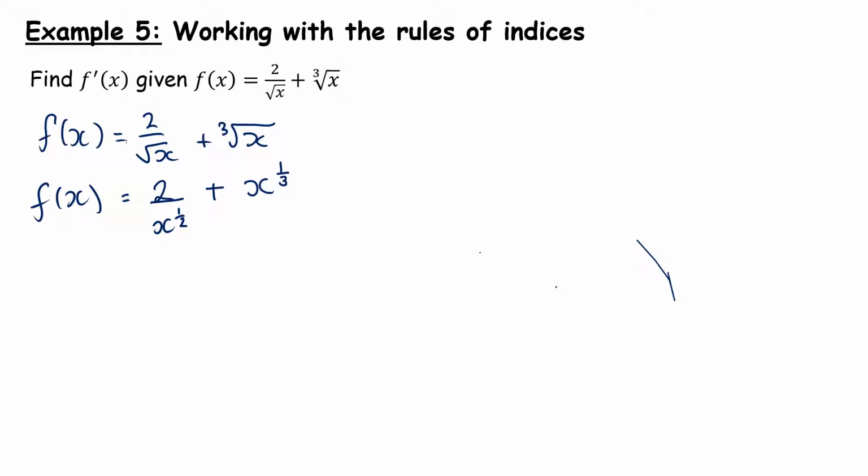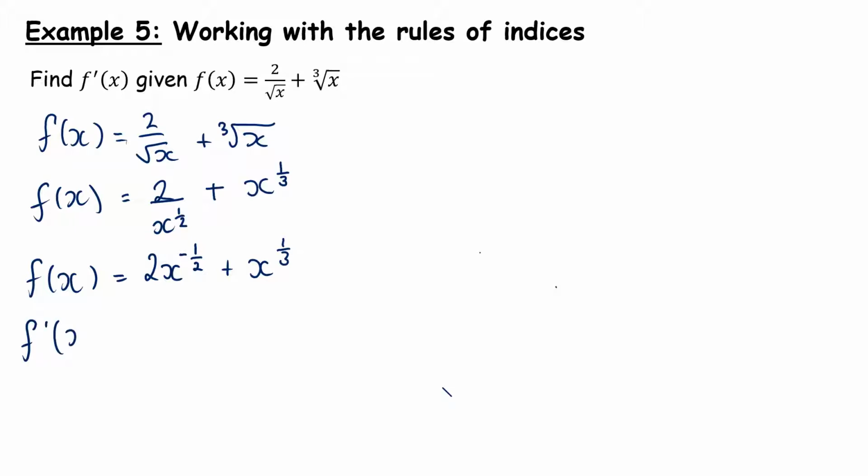So nearly there. The next thing I need to do is to bring that x to the power of a half above the line. Okay, so that is rule or law 5 on that page. It says a to the power of minus p is equal to 1 over a to the power of p. So that becomes 2x to the power of minus a half plus x to the power of a third. Now that everything is x to a power, I can differentiate.